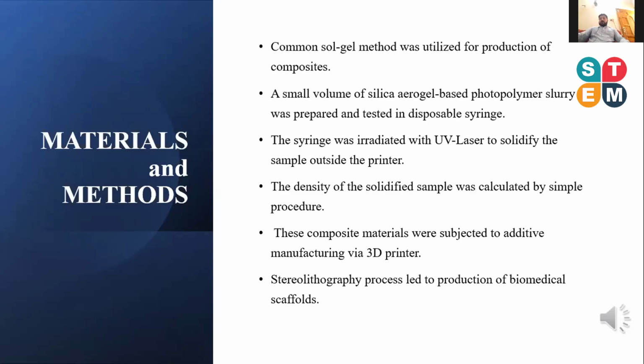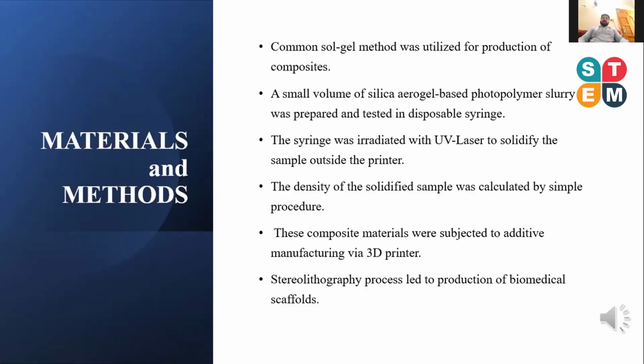So a small volume first of a silica aerogel based photopolymer slurry was prepared in a small vessel, and then it was transported and injected in a disposable syringe. The syringe was irradiated with a UV laser outside the printer to solidify the sample. The density of the solidified sample was calculated by a simple procedure. These composite materials were then subjected to additive manufacturing via 3D printer.